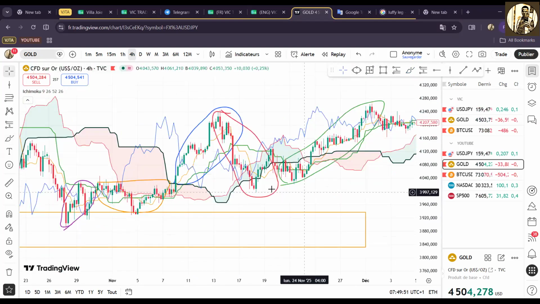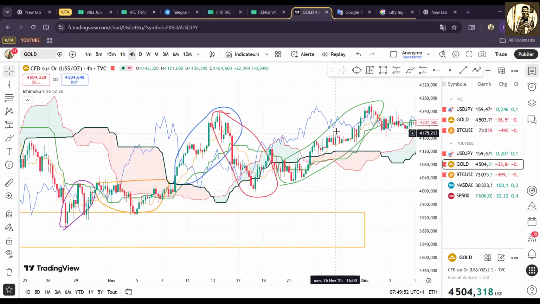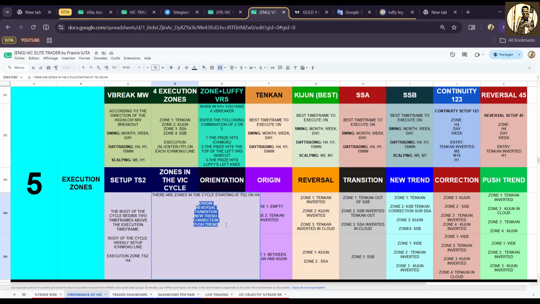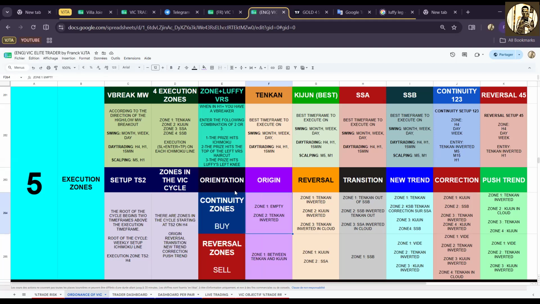So that's what we have. This is the cycle of the Ishimoku cycle. Now what you need to understand is that the Ishimoku cycle has all of these elements. Now you have two types of orientation: the continuity zones for the buys and the reversal zones for the sells. Each cycle has continuity and reversal zones. Let's start with the origin cycle. In the origin cycle, the continuity zones are the empty space and the inverted Tenkan.